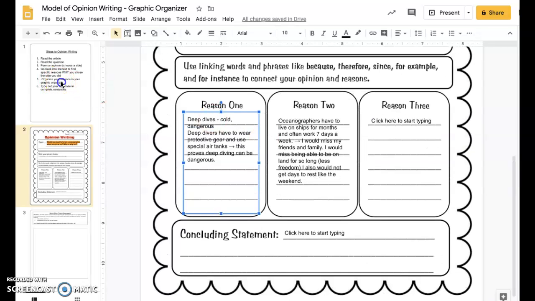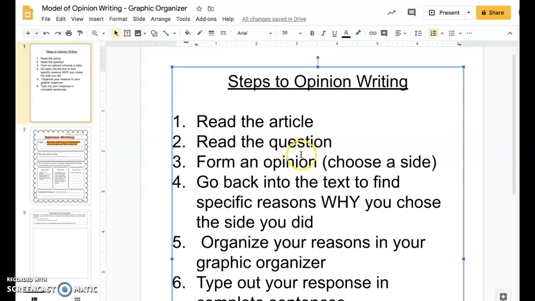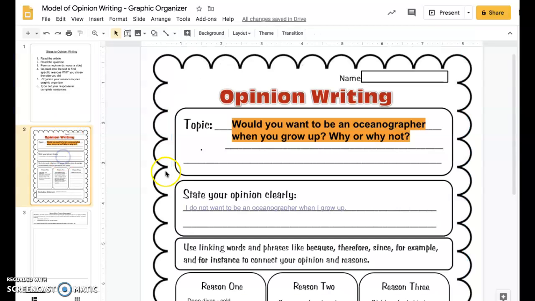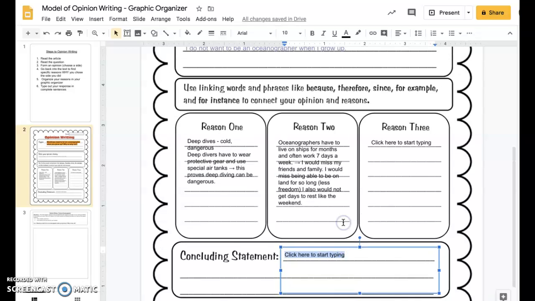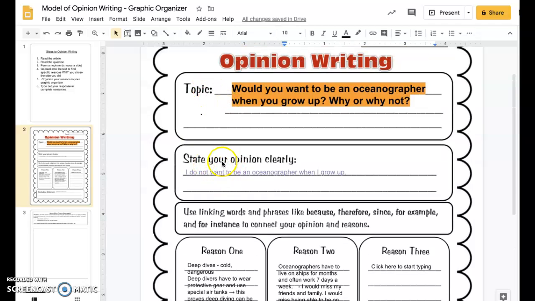And that brings us to step 5. So step 4 was go back into the text to find specific reasons why I chose that I didn't want to be an oceanographer when I grew up. And number 5 is to organize your reasons in your graphic organizer. We did that. And we also need to finish our graphic organizer by putting our concluding statement. A concluding statement goes very similarly with our topic and our opinion. So when it asked me for my opinion, what do I think? Would I want to be an oceanographer? I do not want to be an oceanographer when I grow up.